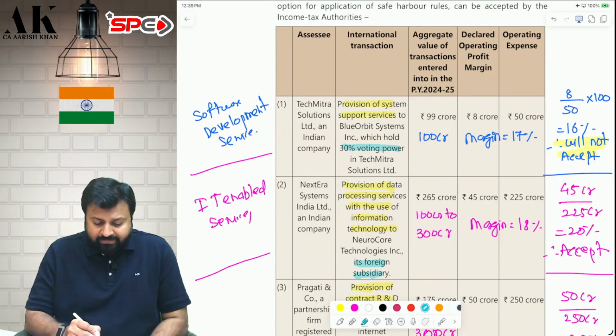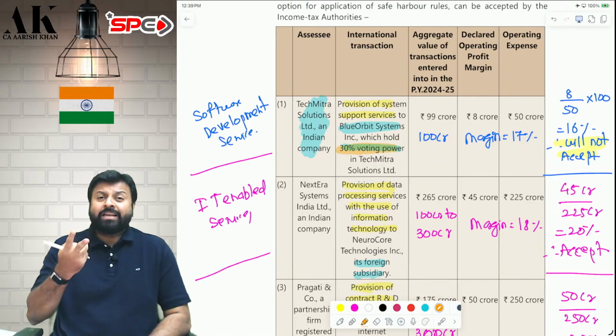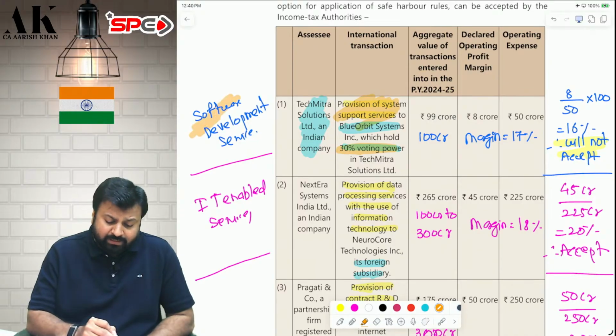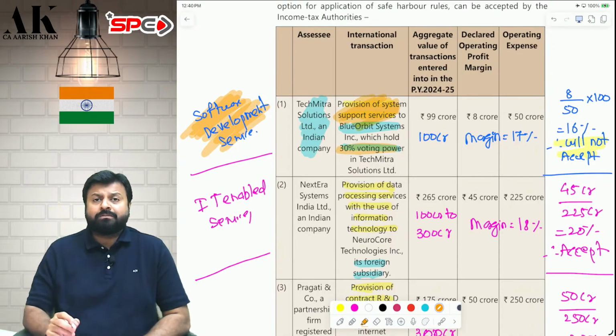First of all, the services are provided by Tech Mitra Solution, an Indian company, and it is provided to Blue Orbit Solution, and both of them are associated because one entity holds 30% voting power in another. Therefore, both of them are deemed to be associate enterprises. This is the first thing. Second thing, we need to find out the nature of service. The nature of service is provision of software development services, which is covered in the safe harbor rule.